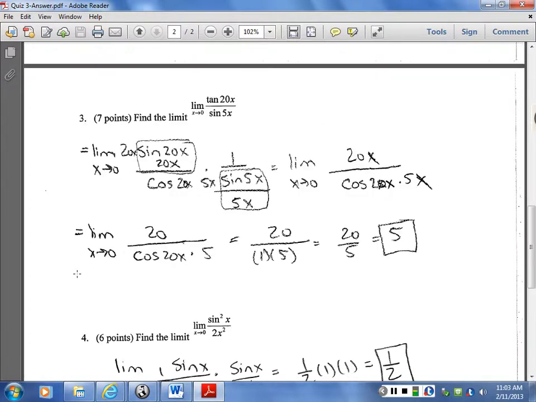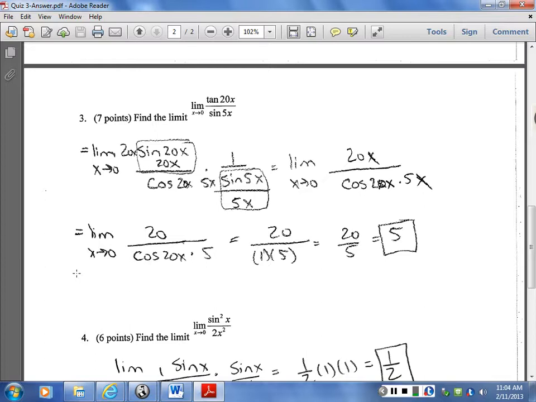Number 3. A lot of you knew the answer was going to be not 5, but 4. 20 over 5 is 4, not 5, so when I upload that, I should have that fixed. Other than that, the important part is to show this goes to 1 and this goes to 1. You can't just assume tangent of 20x over sine of 5x goes to 4. It is true it goes to 4, but why does it go to 4?